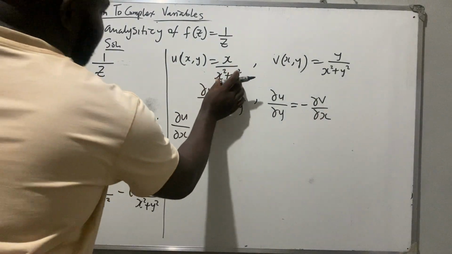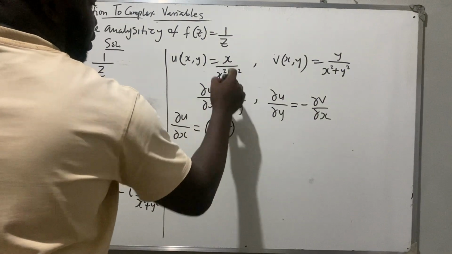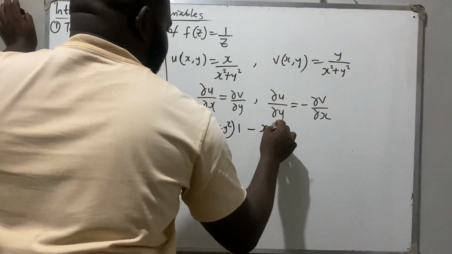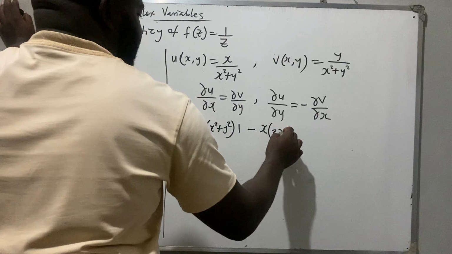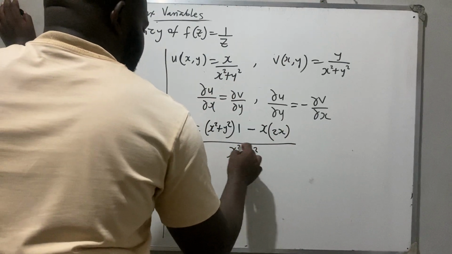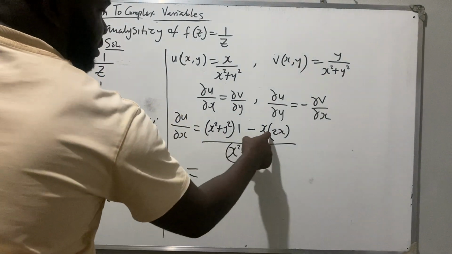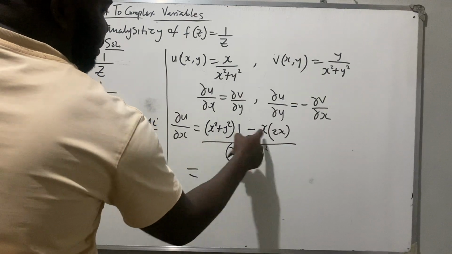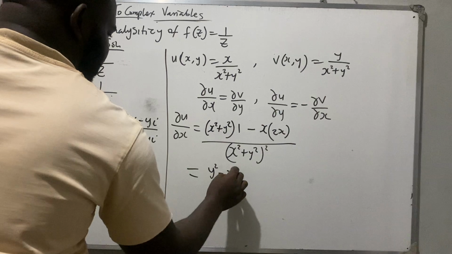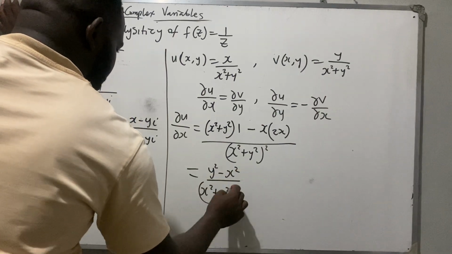So I'm going to have: leave the denominator, that is x squared plus y squared. Differentiate the numerator, I have 1, since differentiation of x is 1. Minus, leave the numerator now, differentiate the denominator, I'm going to have 2x. Then all over that same denominator squared, x squared plus y squared, all squared. If you open the bracket, x squared minus 2x squared will give you minus x squared. So I'm having y squared minus x squared all over x squared plus y squared, all squared.